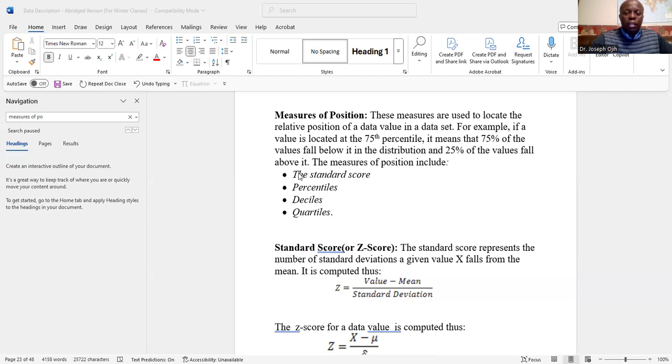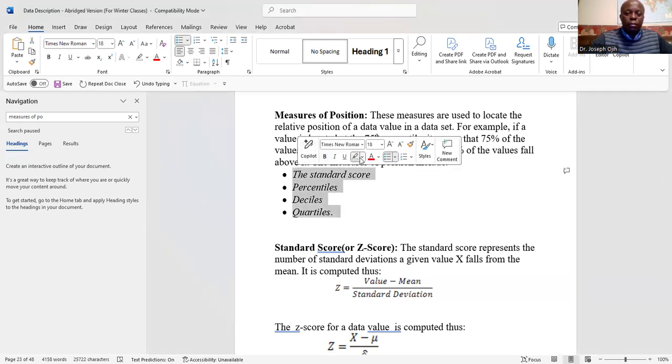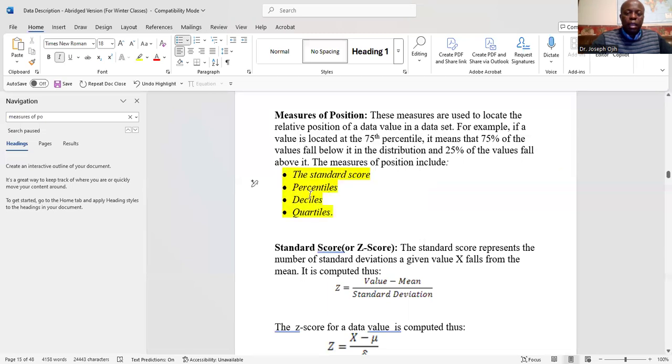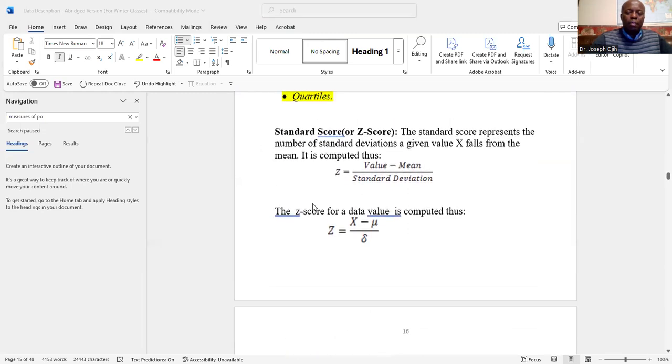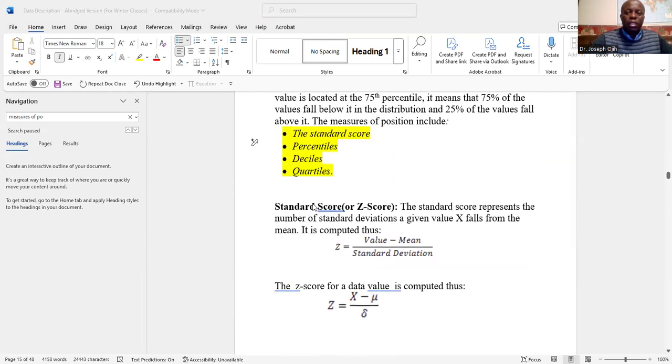So some of the measures we'll be looking at include the standard score, percentiles, deciles, and quartiles. Now, we will not spend more time on deciles because if you have 10 percentiles, it is the same as one decile. So we just focus on percentile, standard score, and quartiles.